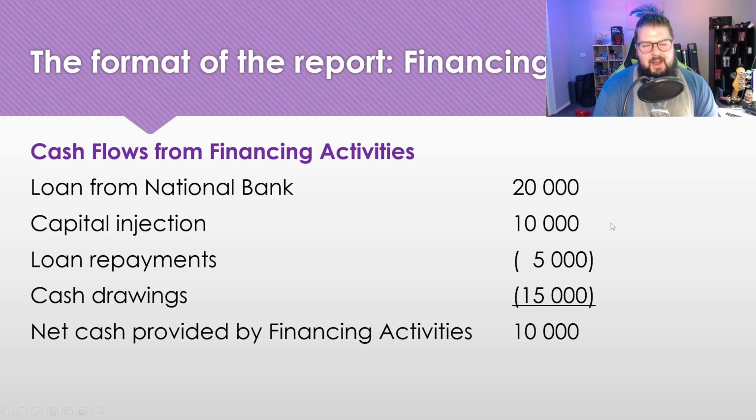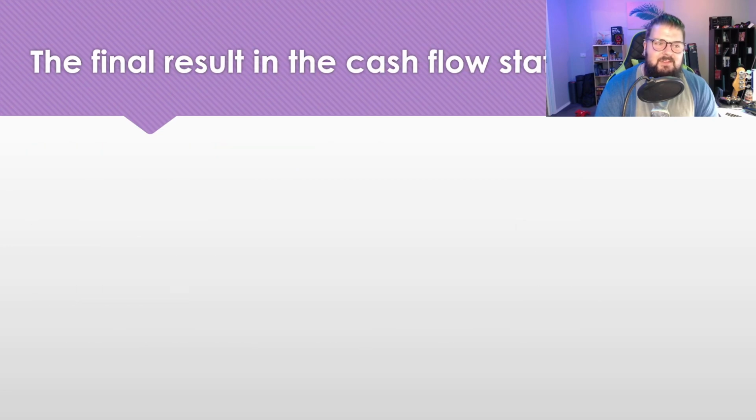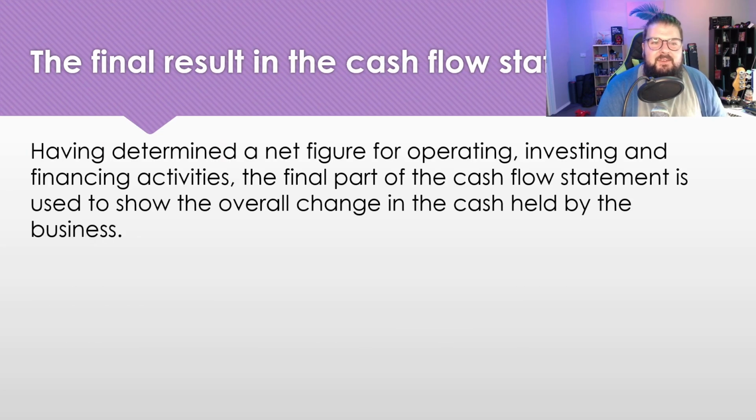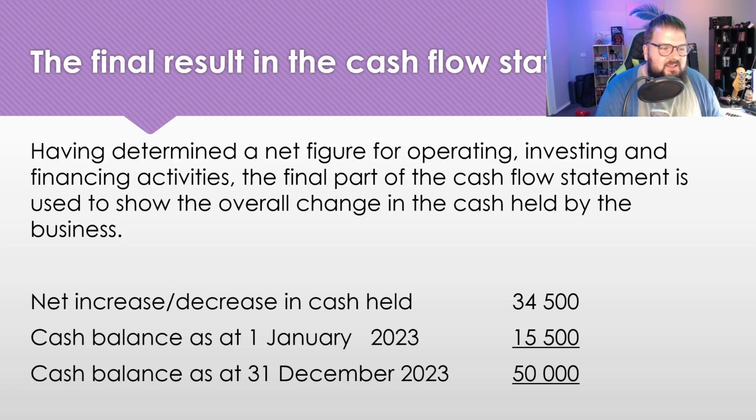So what we do now is we take these 3 mini statements, having determined our net figure, and we say overall our net increase or decrease. In this case, it would be a net increase of $34,500. We state our balance at the start of the period and our balance at the end of the period.